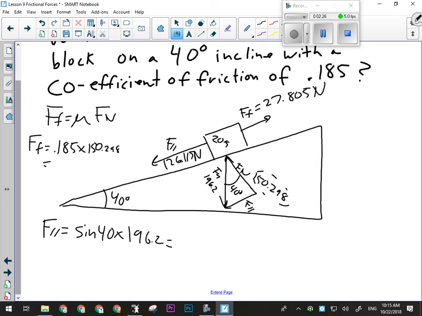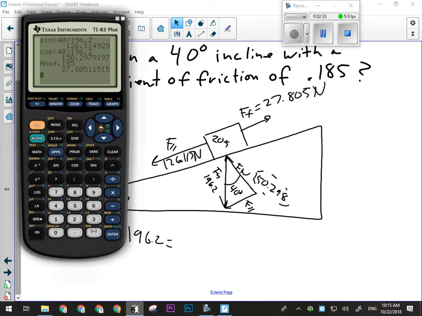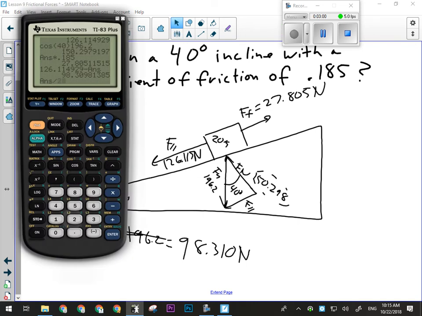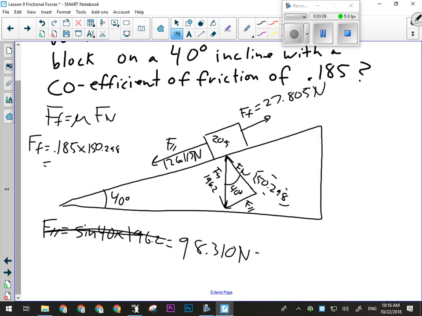All right, can I calculate my net force acting on the box now? So I'm going to subtract friction from F parallel. So I'll have 126.114929 minus our answer from the last one. So we're looking at 98.310 newtons. Whoops, sorry, that's not supposed to go with that. Okay, that is my net force, and then I'm going to divide that by my mass, 20 kilograms. So the acceleration is going to be 4.9 meters per second squared down the ramp.